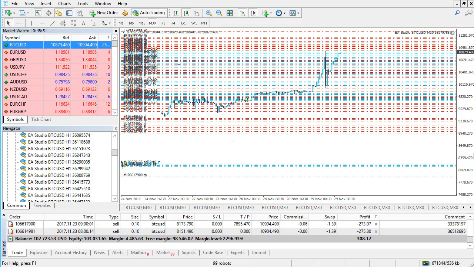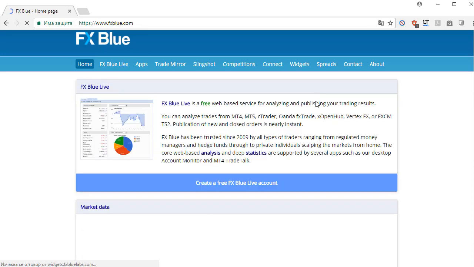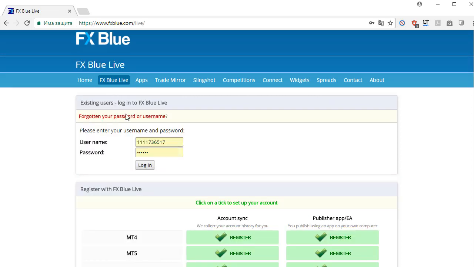In order to follow that, we go to a website called FX Blue. Keep in mind, guys, we're not connected to any of the websites. We use it just to follow the performance of the expert advisors. There are many things on this website. I click on FX Blue, and here are the username and the password.